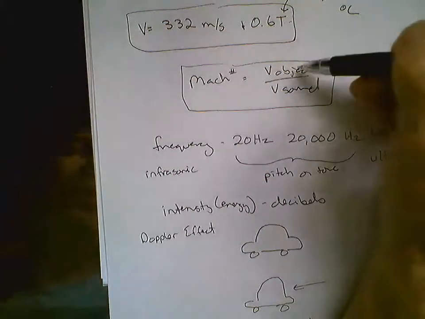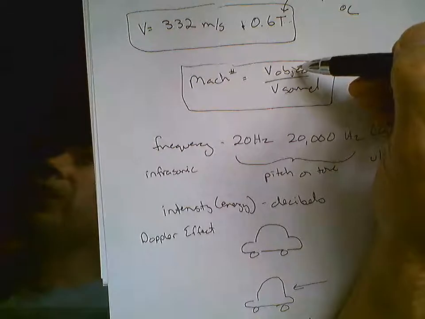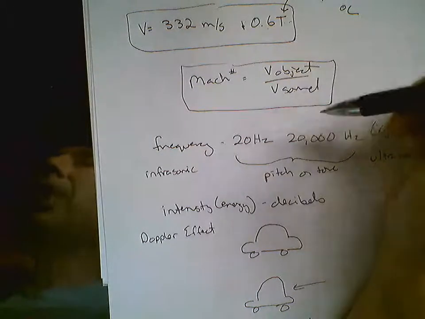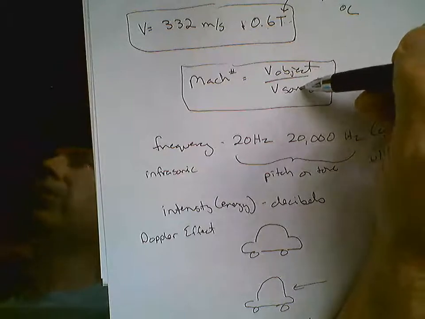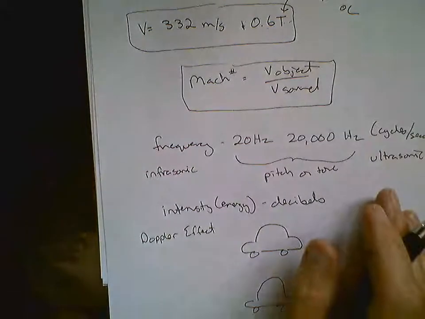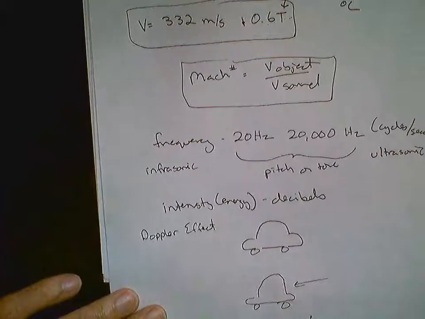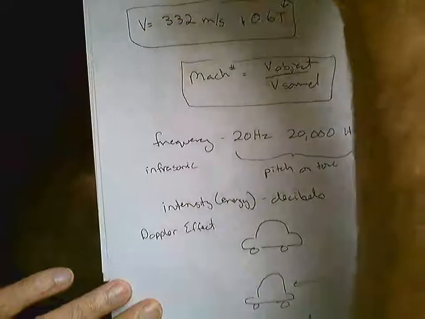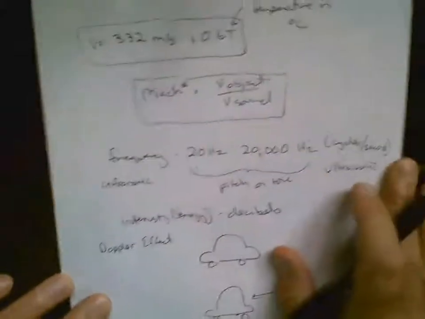If we doubled the velocity of the object, if it was going at 664 meters per second, you divide that by 332, you get an answer of 2. So we are at Mach 2 there. So just a couple of sound relationships that you should be aware of as you move forward.